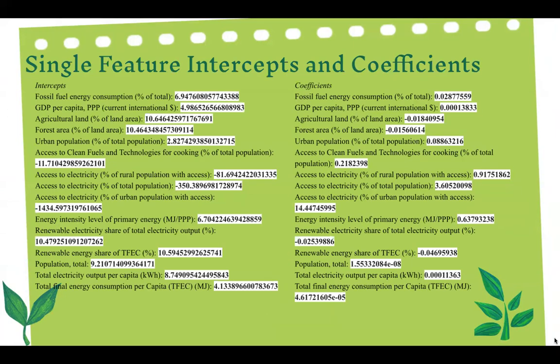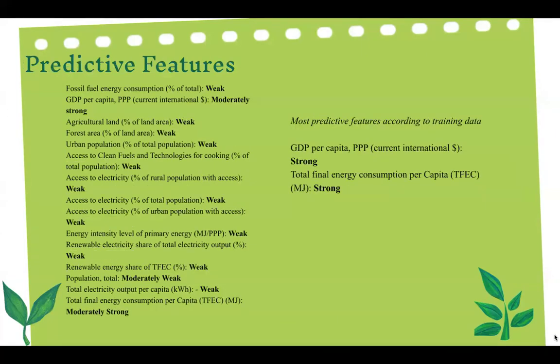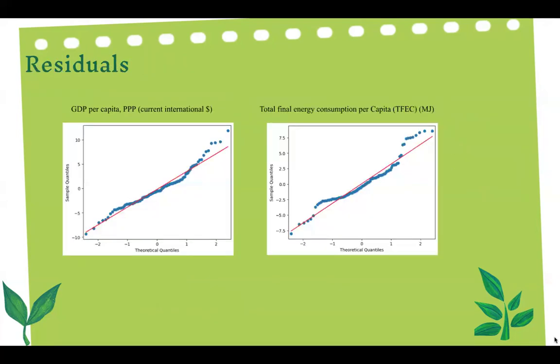For both our intercepts and coefficients, we found a wide range of values, including both negative and positive values. After further analysis, we were able to conclude that most of our individual features were weak predictors for our dependent variable. We found that our two most predictive features are GDP per capita and total final energy consumption per capita.